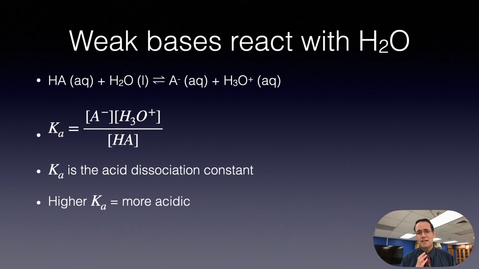So here's the equilibrium constant. Again, it's products over reactants. So remember, H2O is a liquid, so it does not enter into this chemical equilibrium. And the A just stands for acid. Technically, Ka is the acid dissociation constant, okay? So keep in mind, the higher the Ka, the more acidic. So 10 to the minus 2 is a stronger acid than 10 to the minus 5, all right?